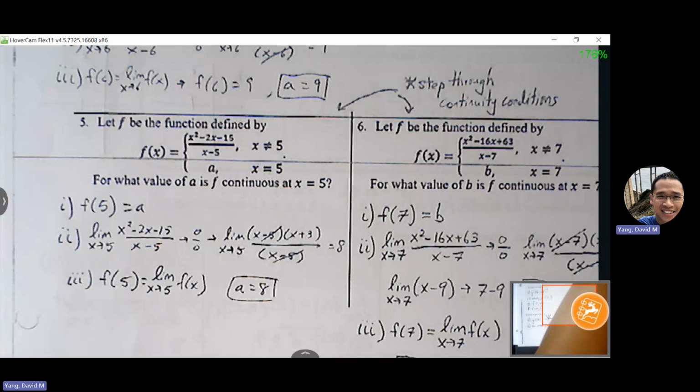Always do direct substitution first. We get 0 over 0. We know there's a hole. Factor, cancel out, reevaluate. The limit exists at 8. So in order for the first two conditions to equal each other, I need f of 5 equal to 8, which means that a is equal to 8.